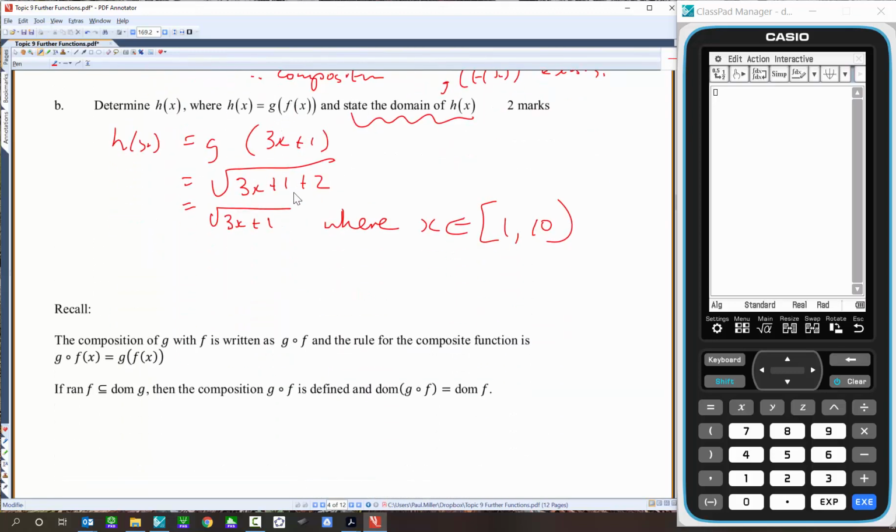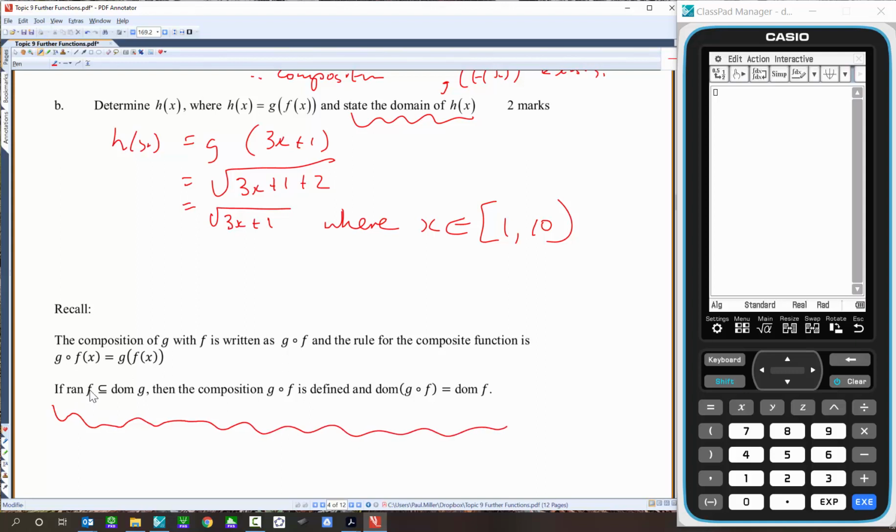So just some notation, the composition of g with f is written as g, I'm not sure what that symbol is, I probably should look that up, but I'm going to go with small circle, f. And the rule for the composite function is g compose f of x is equal to g of f of x.